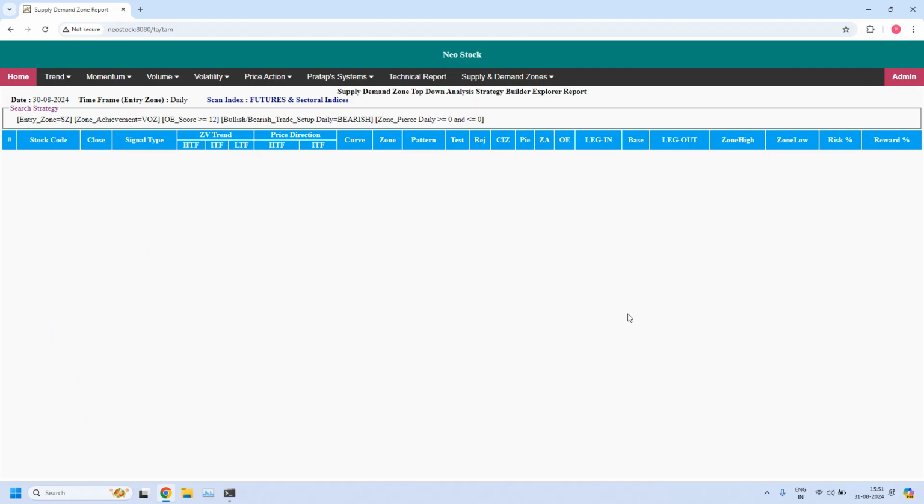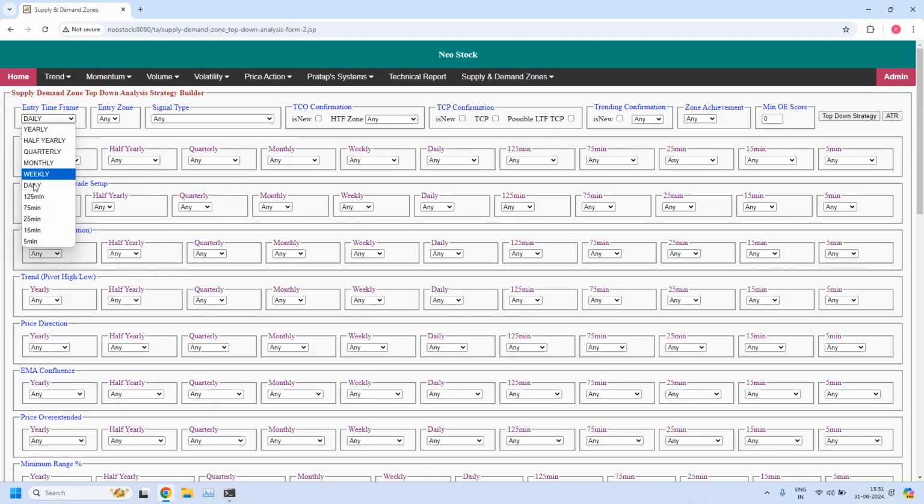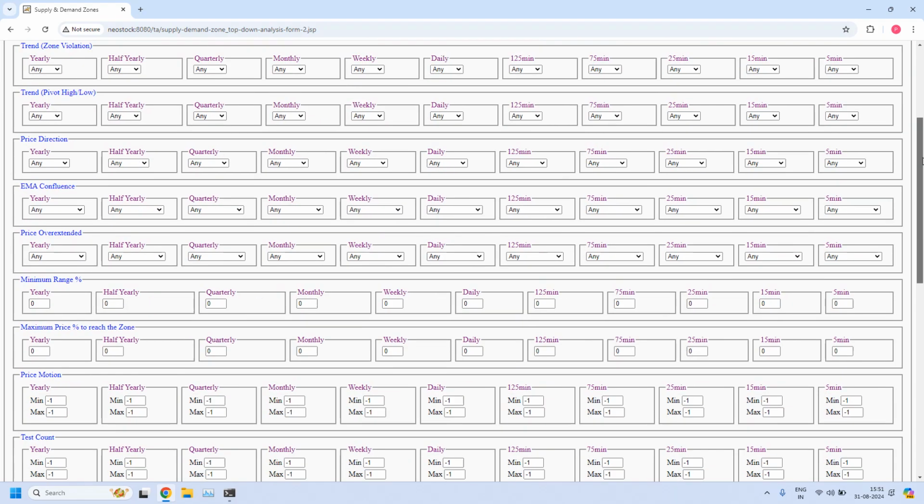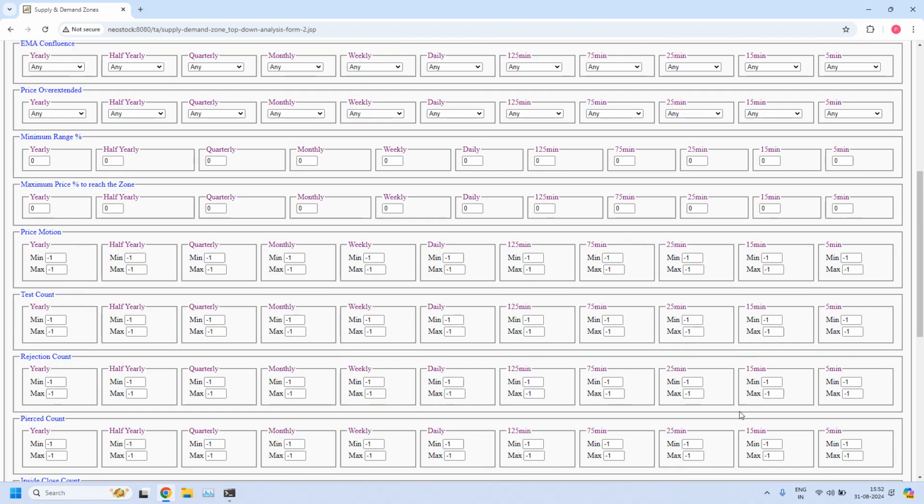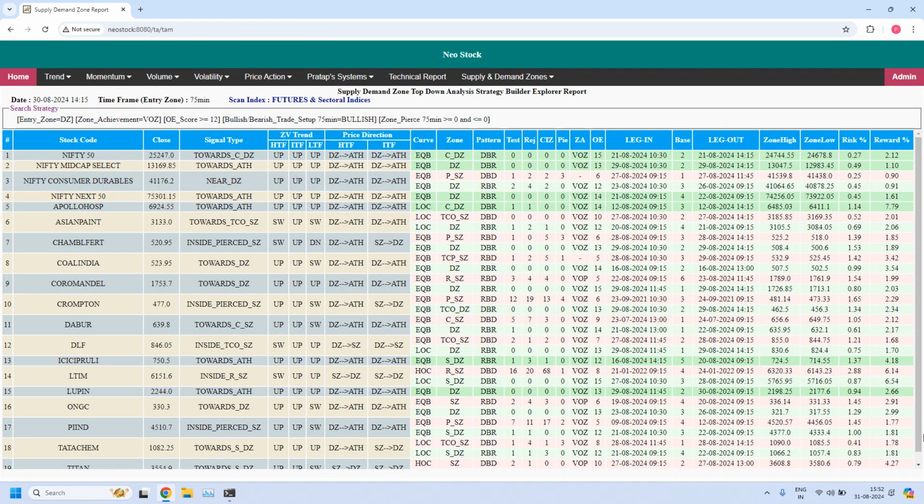Okay, next let's verify the bullish trade setup for weekly income trade. For weekly income trade, the entry time frame is 75 minutes. The entry zone for a bullish trade setup is a demand zone. And in bullish or bearish trade setup at 75 minutes, I am selecting bullish. And the 75 minutes demand zone should not be pierced. So in the pierced count, 75 minutes time frame, minimum value I am setting 0, maximum 0. Zone achievement is violated opposing zone, minimum order enhancer score is 12. All the 3 filters are applied to the 75 minutes demand zone. Now let's verify. So we have 19 stocks filtered.